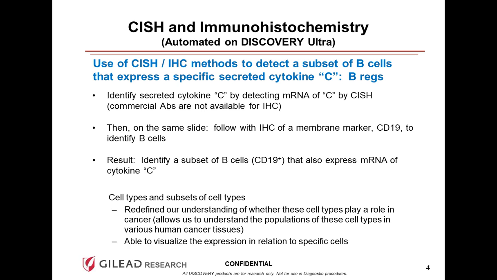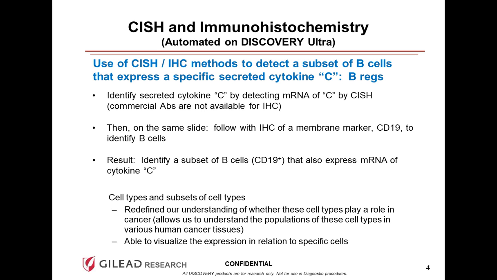So the first example of a method we've used in my lab is the dual staining with immunohistochemistry and chromogenic in situ hybridization, which I call CISH. It might be pronounced CISH, but I pronounce it CISH, just so on the next slide you'll see what I talk about.